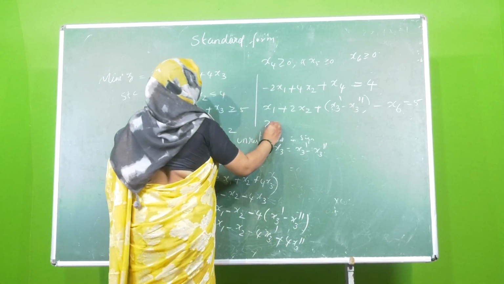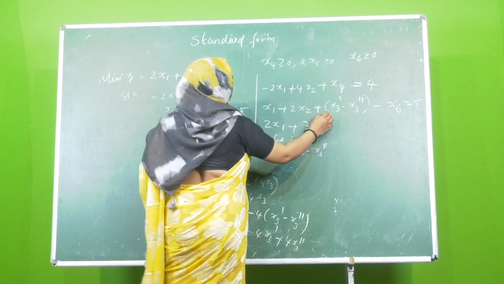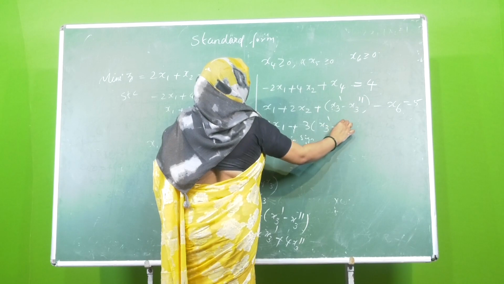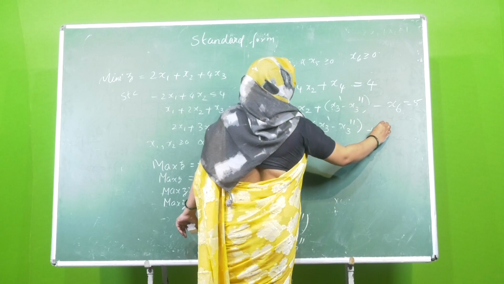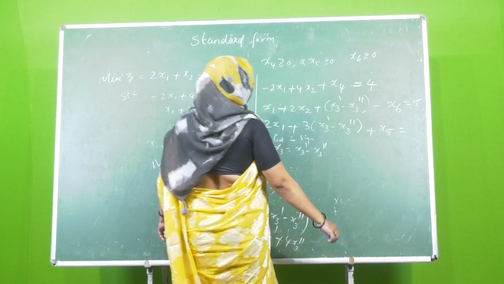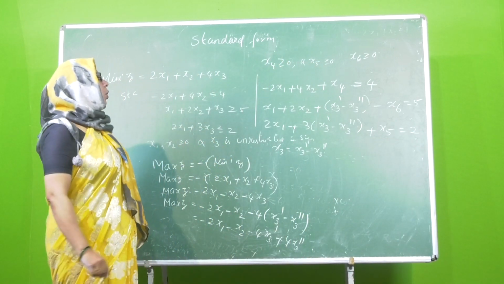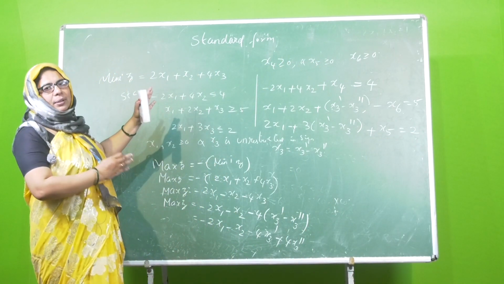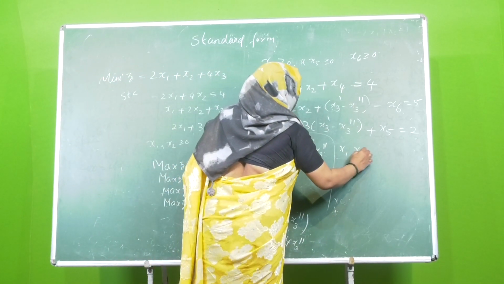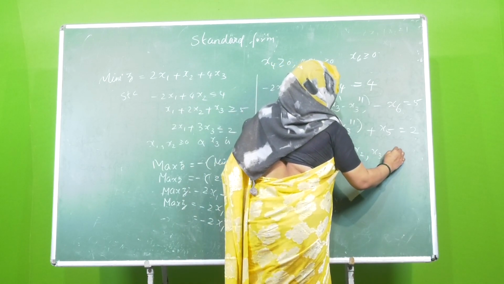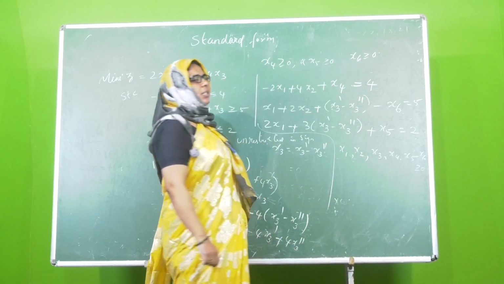Now 2x1 plus 3 times (x3' minus x3'') plus x5 is equal to 2. So these are the standard form. What are the variables here? x1, x2, x3, x4, x5 and x6 greater than or equal to 0.